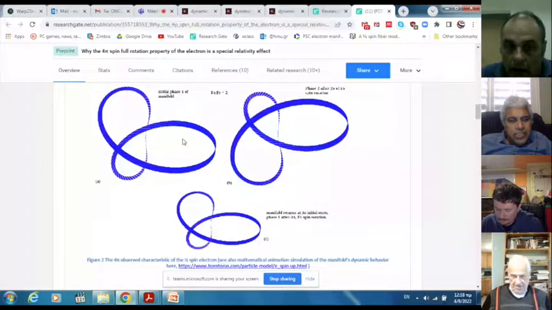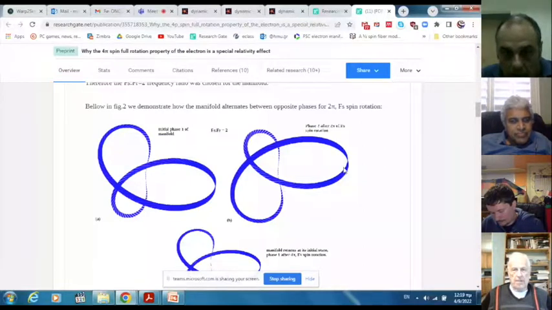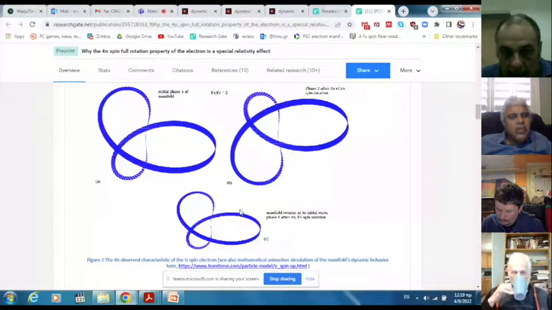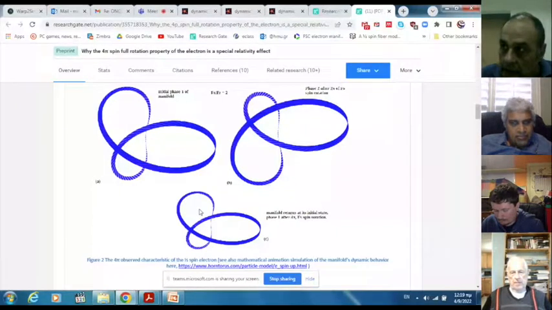Topology. After 2π, it's not the same because this is up and this is down. The loop here is down and this is in the upper part. So these phases are not the same. This is a 2π rotation. Only when you go 4π do you return to the initial phase. That's the Dirac belt. That's the characteristic of the electron. And this was actually measured with neutrons in the lab.